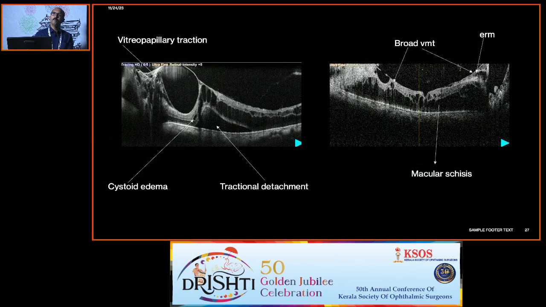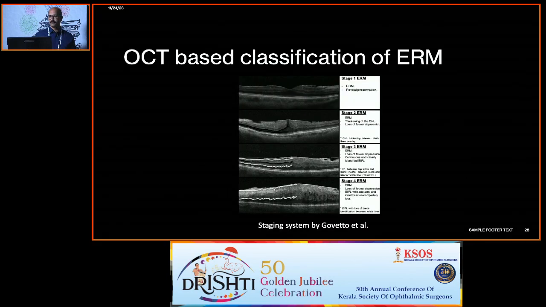There are certain not so good or bad prognostic signs following vitreomacular interface abnormalities, like when a patient has a vitreopapillary traction, a cystoid macular edema, tractional detachment, a macular schisis, or a broad-based vitreomacular traction. An epiretinal membrane along with the broad-based traction are all negative correlates to good visual acuity.